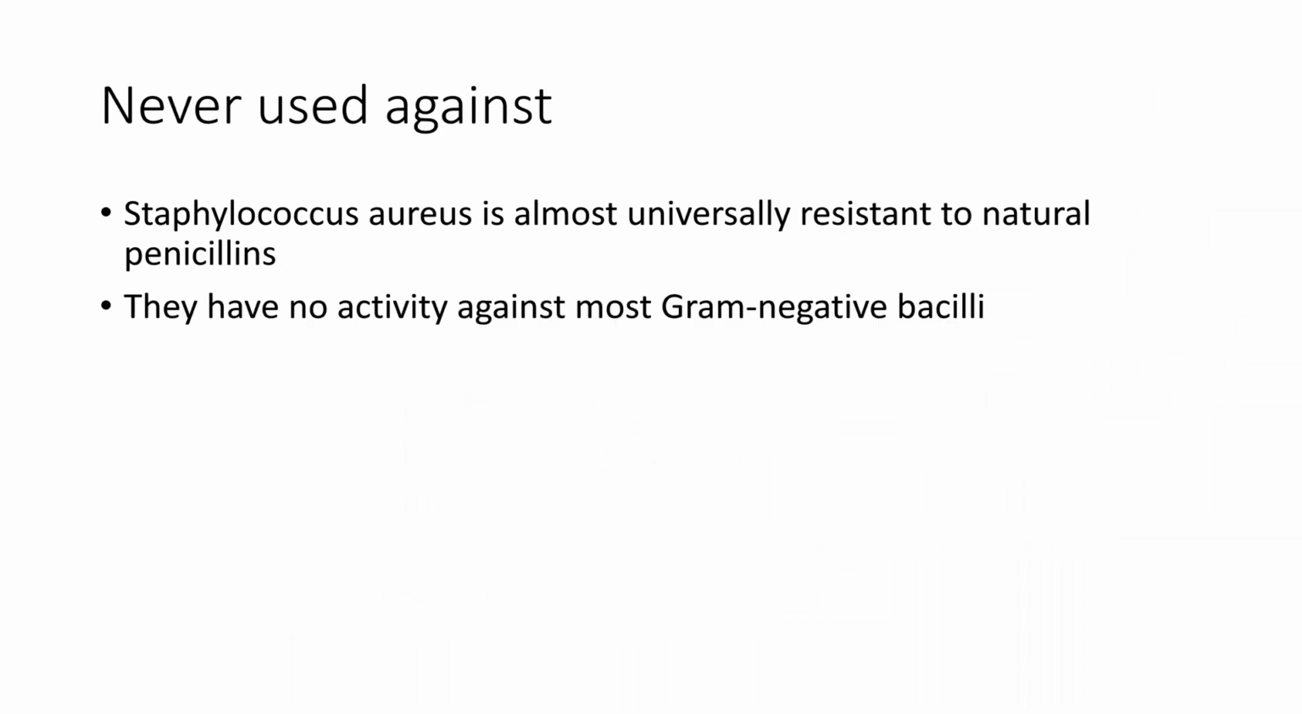Remember, never use penicillin against Staphylococcus aureus. It's almost 100% penicillin resistant because they all produce penicillinase. So never prescribe natural penicillins, right, against Staphylococcus aureus. And also they don't have gram-negative activity, so don't use them for gram-negative infections.